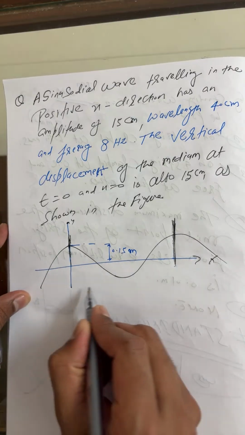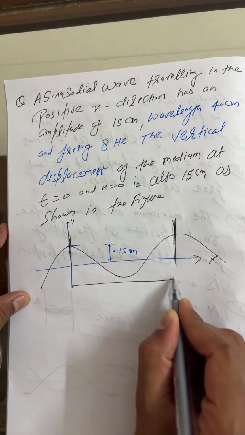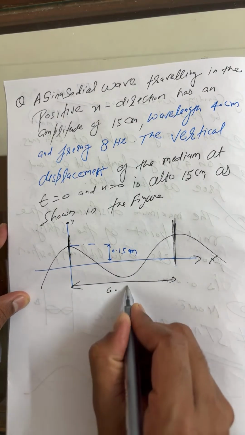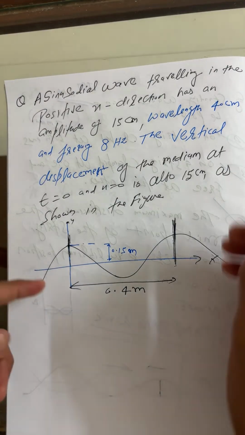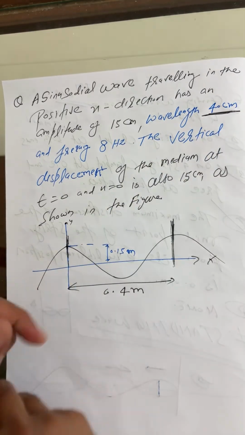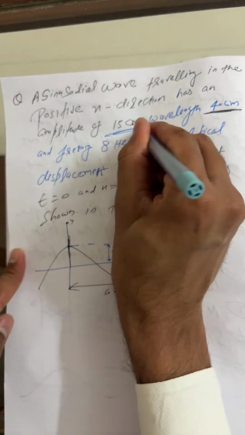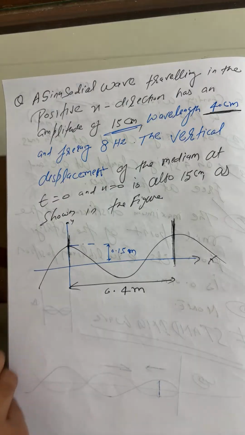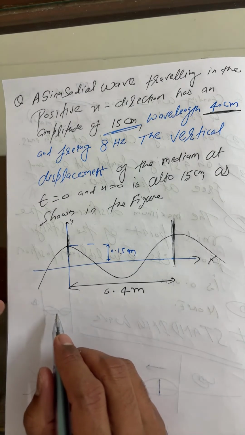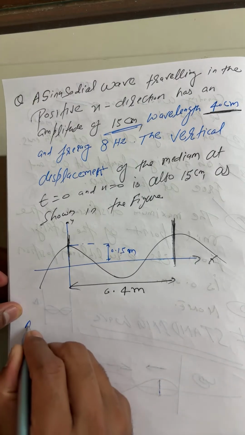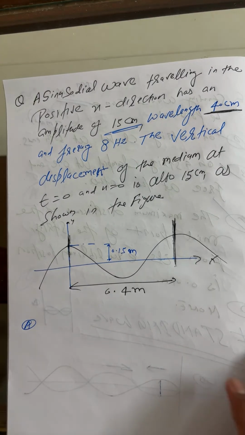This is 0.4 meter, my dear. Have a look, beta, this is 40 centimeter, this is 50 centimeter. Frequency, beta, how much? 8 hertz. What do you need to find here? Have a look at the questions.